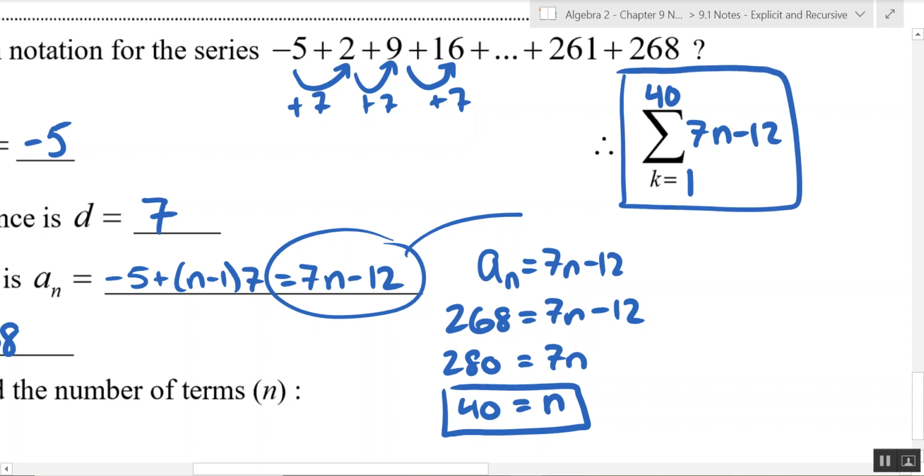And again, if you want to check it, plug in k is equal to 1 here, or let's make this a k instead of an n. If we plug in k is equal to 1, we get 7 minus 12, or negative 5. That checks out with the first term in our series. If you plugged in 2, you get 14 minus 12, or 2. If you plugged in 3, you would get 9, and so on. You can check the 40th term. If you plug in 40, you should get the last one, which is 268.